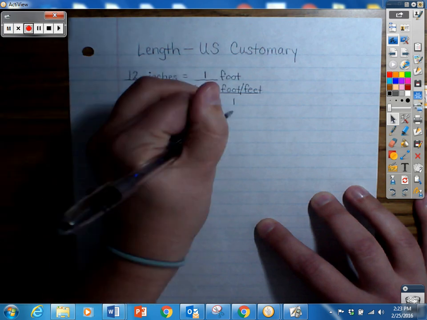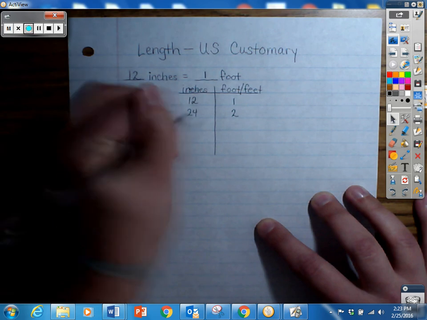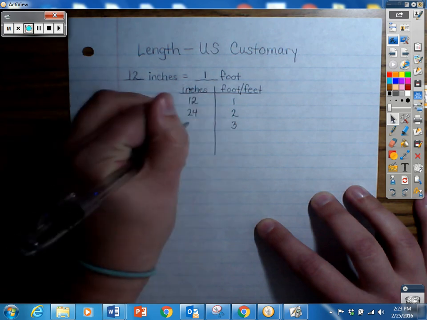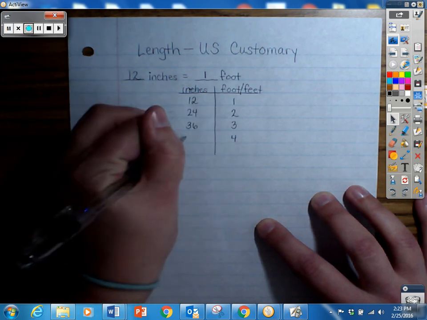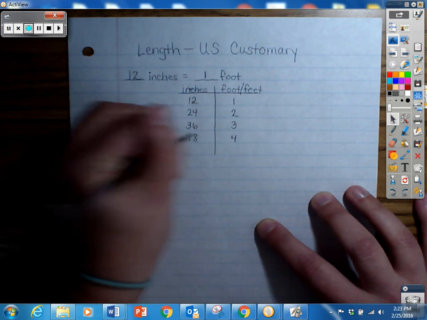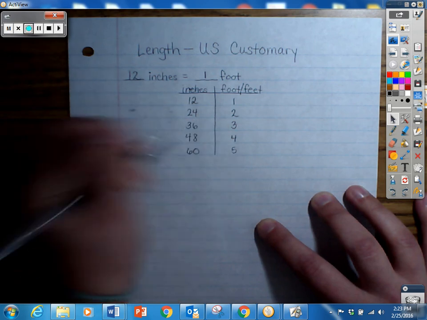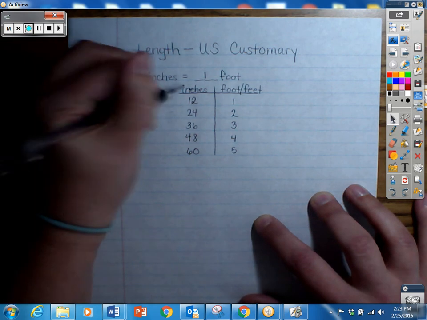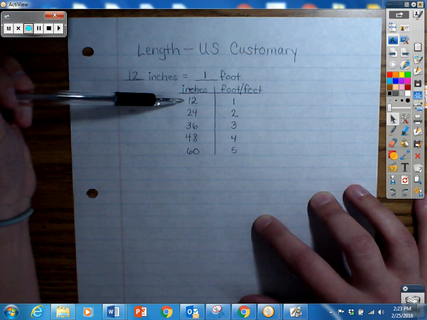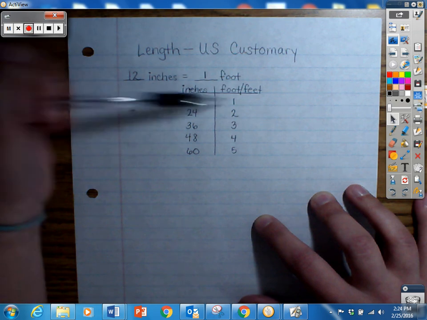in 2 feet there would be 24 inches. In 3 feet there would be 36 inches. In 4 feet there would be 48 inches. And in 5 feet there would be 60 inches. And we could keep going, but if we can see the pattern, then we won't have to keep going. If we look here, we are going in multiples of 12. So every foot we add another 12.